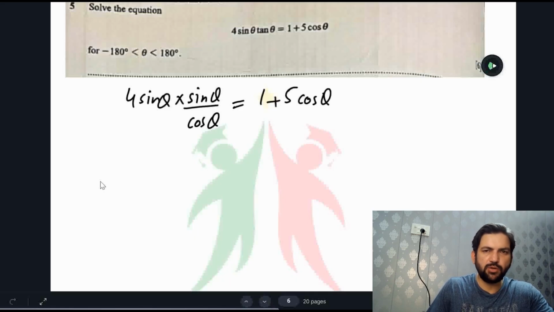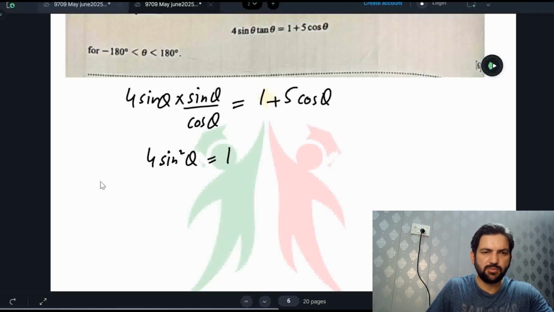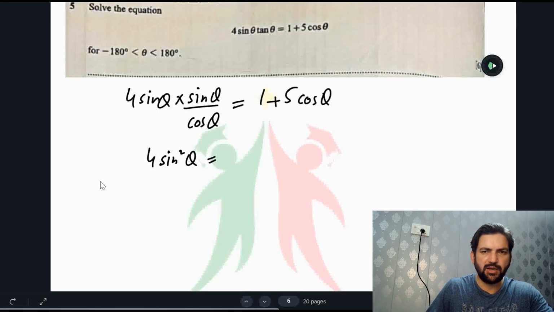So what we can do is just cross multiply it. So 4 sine squared theta equals, we can just cross multiply it, cos theta into 1 plus 5 cos theta.